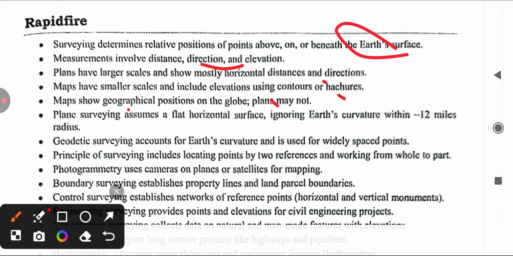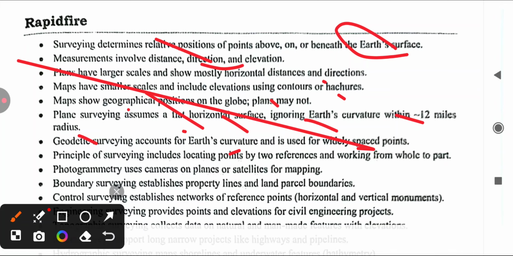Plane survey assumes a flat horizontal surface, ignoring earth curvature within a 12 mile radius. Geodetic survey accounts for earth curvature and is used for widely spaced points. And principle of surveying includes locating a point by two references and working from whole to part. Photogrammetry uses cameras on planes or satellites for mapping.